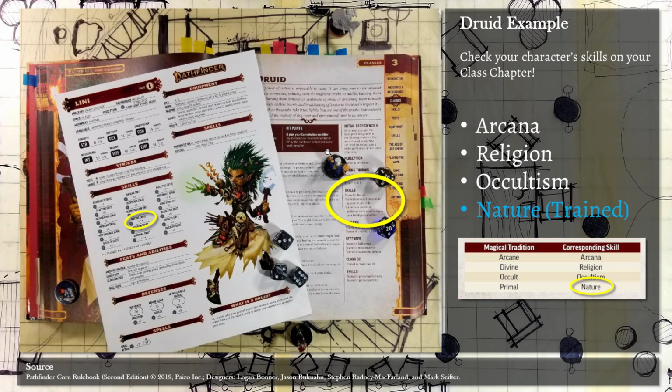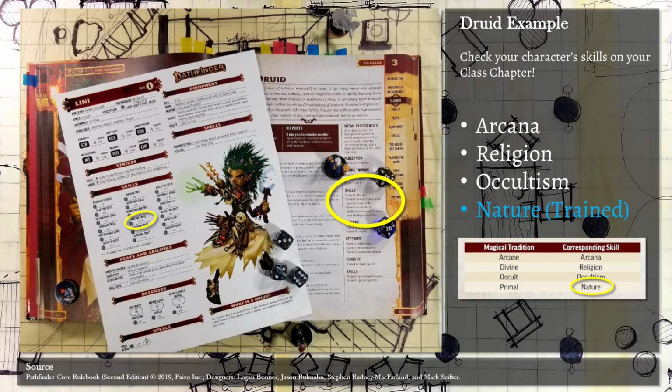So for the druid, like I said before, Arcana, religion, occultism, in this situation, she has nature. Now, if we flip back to the actual druid page itself, which is like page 125 or something, page 129, you can see when you roll a druid right off the bat, the skills they get. They're going to be trained in nature, which I've got circled in yellow there. So that means she's going to have a benefit.